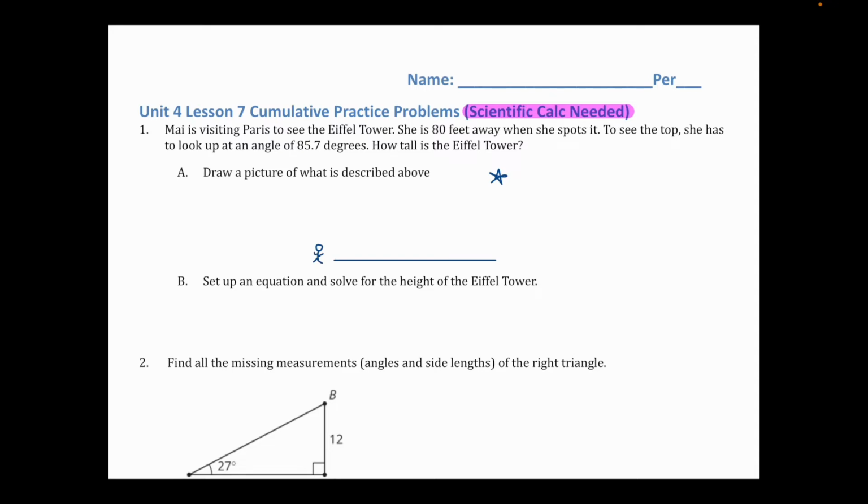Now she has to look up at an angle of 85.7 degrees. Obviously, this is not drawn to scale because the Eiffel Tower is much taller than 80 feet. So let's draw it a little more to scale and try to draw just a triangle that has an 85.7-degree angle. So let's draw our 90-degree angle here because we want a right triangle. But we want essentially what's going to be pretty close to 90. So I'm going to draw it mostly like this. So we'll say this is the top of the tower, and that looks better.